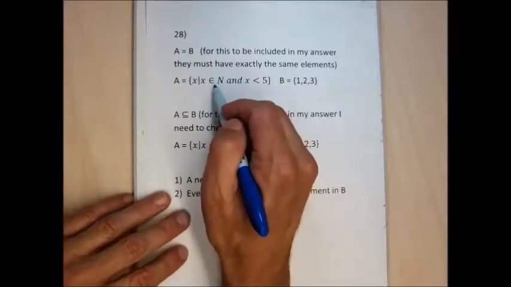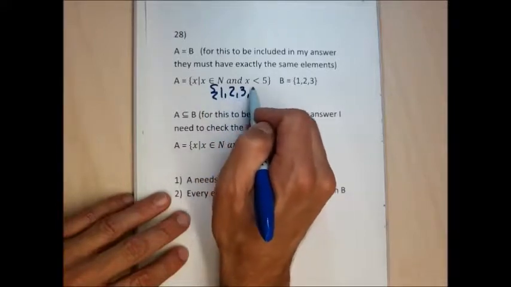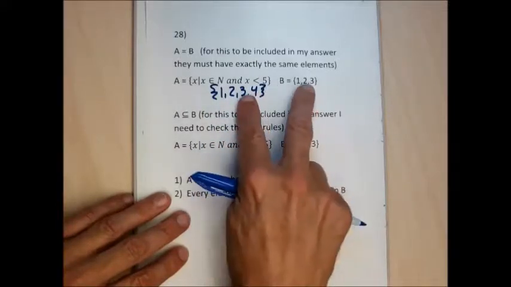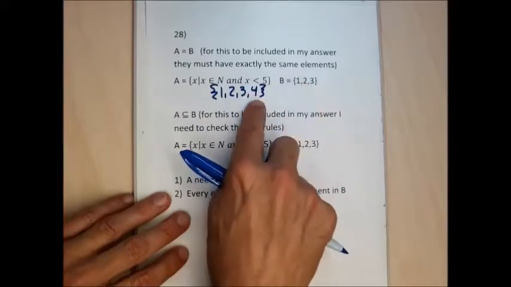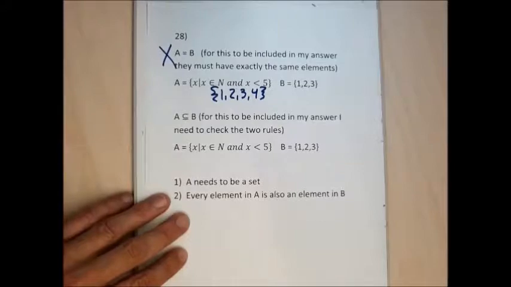Let me just see which ones for 28 work. So the first thing I'm going to do is check to see if the sets are equal. If I look at the sets, they're not equal because A has the number 4 that B doesn't, so that's not going to be part of my answer.